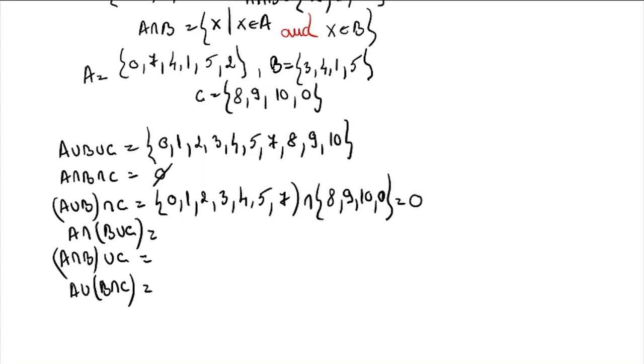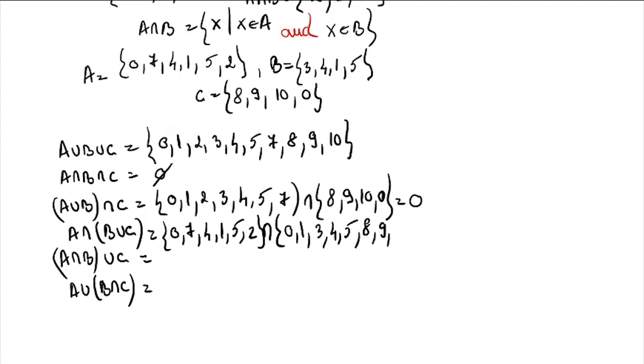Furthermore, I have A, 0, 7, 4, 1, 5, 2 intersected with the union between B and C, which is the set of 0, 1, 3, 4, 5, 8, 9, 10. This one equals only the common elements. I will take this time 0, 1, 4, and 5.